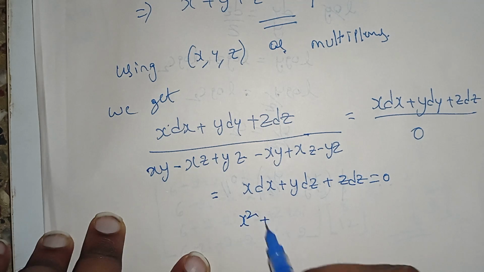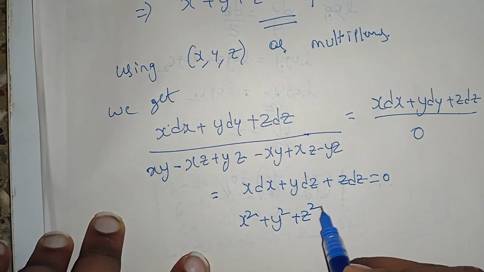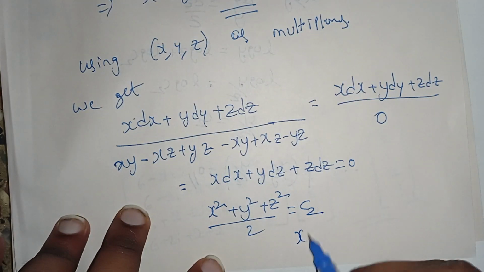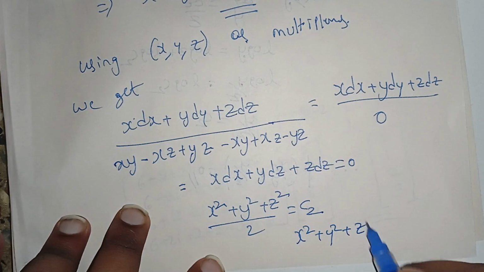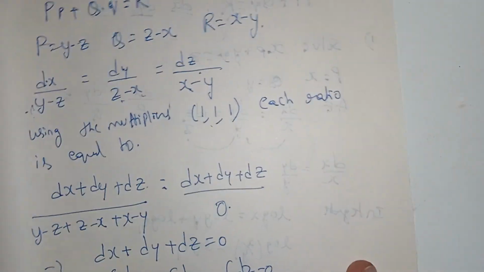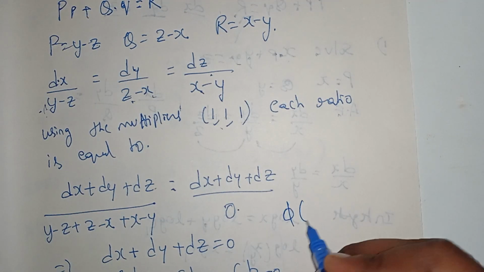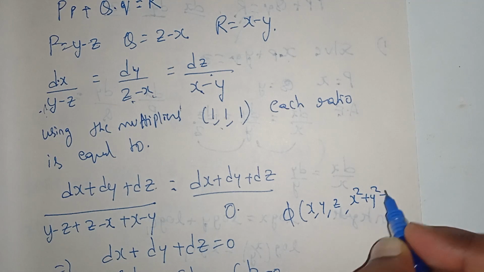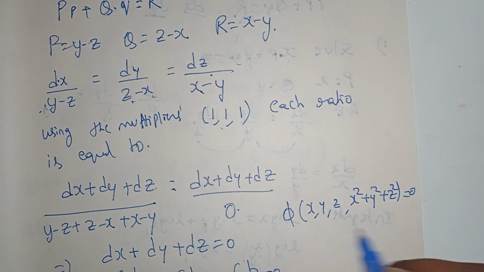which gives you x square plus y square plus z square whole by 2 equal to some c2, or I can write x square plus y square plus z square equal to k2 because 2 is multiplied. So finally I can write the solution as phi of x comma y comma z comma x square plus y square plus z square as 0.